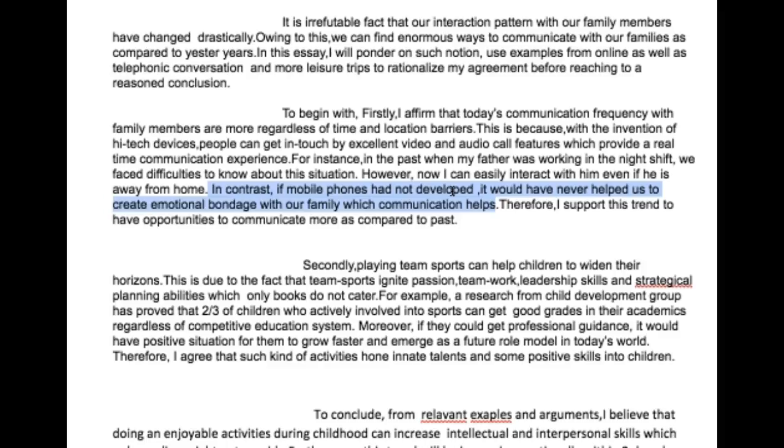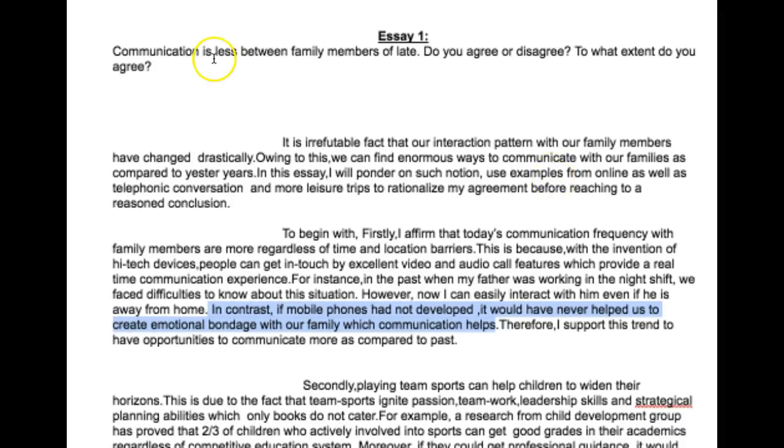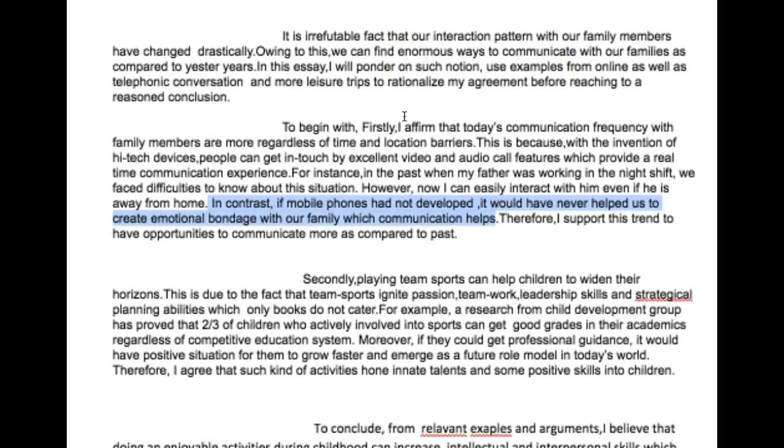No, review this. Okay, review your paragraphs for task response, especially this concluding sentence. We don't want to be supporting the trend. We want to be talking about communication. Is there more or is there less?